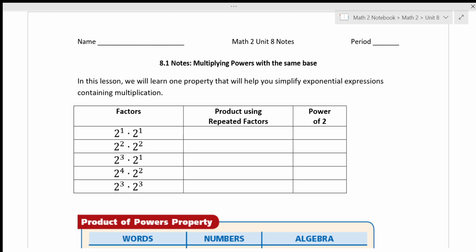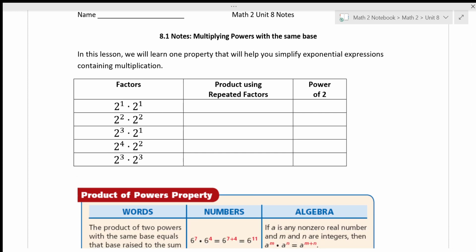All right, welcome to Unit 8. Our 8.1 notes are going to be a little bit of review and a little bit of new. We're going to start by reviewing how to multiply powers that have the same base. So first we're going to look at this little table, fill it out, and talk about what exponents are and how they work.